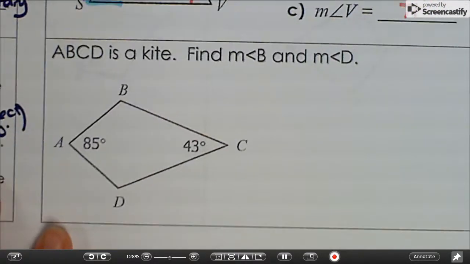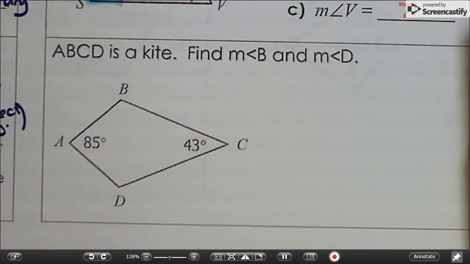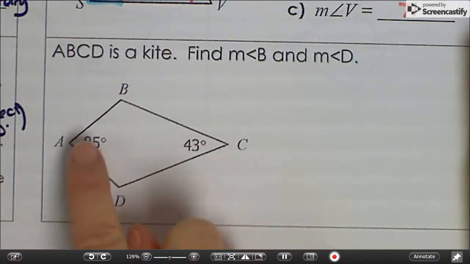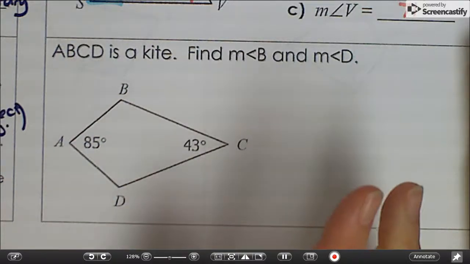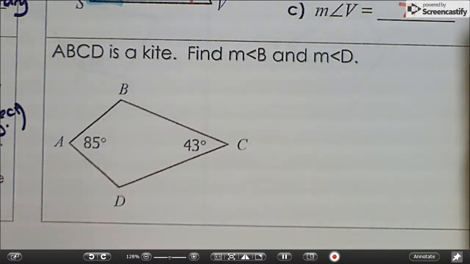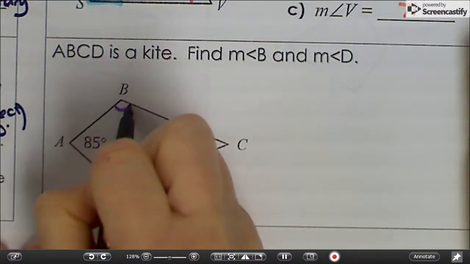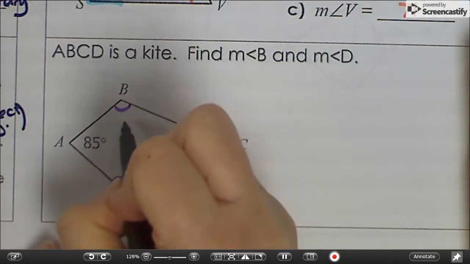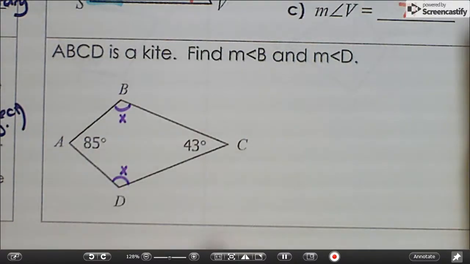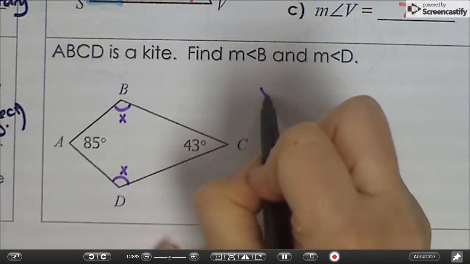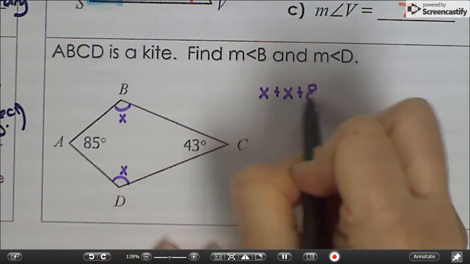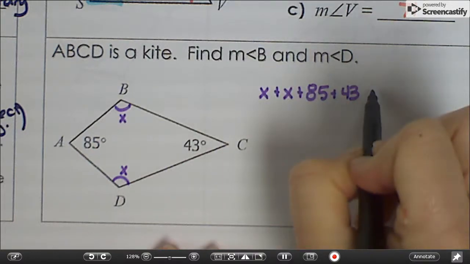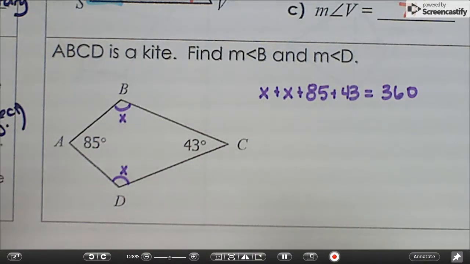So let's look over here. This is a simple version. ABCD is a kite, and we want to find these two measurements. Well, these are fine, given, and we don't know anything else. However, we do know that these are both congruent angles because they have one pair of opposite angles that are congruent. You can do this two ways. You can either make these both x, or variable of some kind, and write an equation, x plus 85 plus 43 equals 360, because that's the total number of degrees in a quadrilateral, and then solve that.